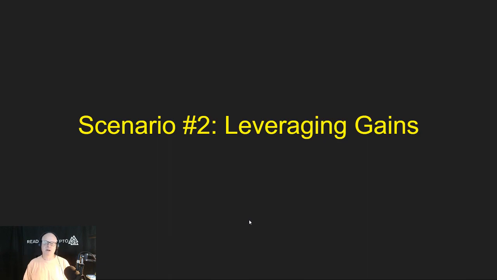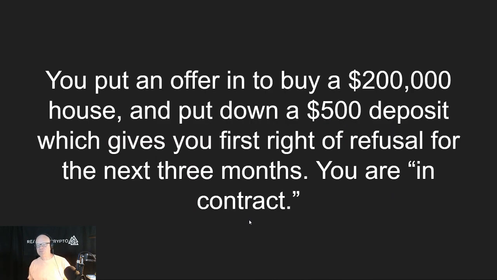So now scenario number 2, which is leveraging gains. Okay. This is where people get excited and like, ooh, this is the fun stuff. So let's say that you're going to buy somebody's house and it was a $200,000 house. You put down a $500 down payment in good faith just to set up the contract, right? So you come to agreement and they said $500 is fine. This gives you first right of refusal. That gives you a right, but not an obligation. You can back out of it.